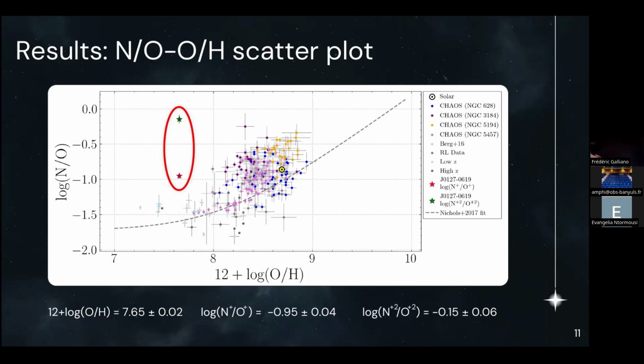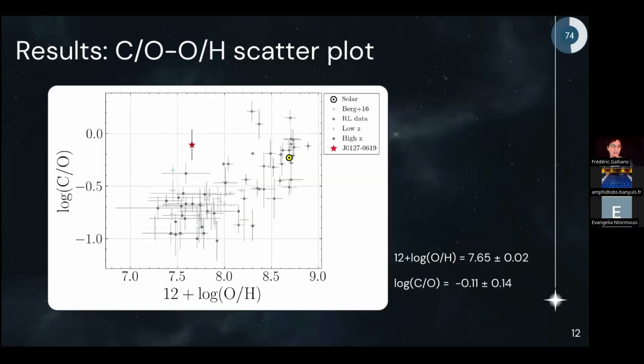We can also compare our values to the solar one, which is denoted by that little yellow dot. We also plot our C/O ratio for the ionic abundances of carbon against oxygen. And we can see how in this case, our galaxy, which is that one, also sits very high in relation to other galaxies with similar oxygen abundances, which can also be explained by the presence of these Wolf-Rayet stars.